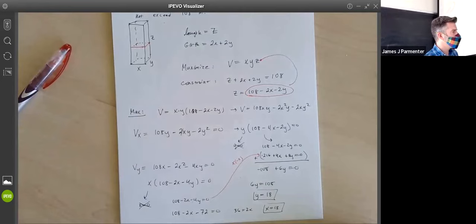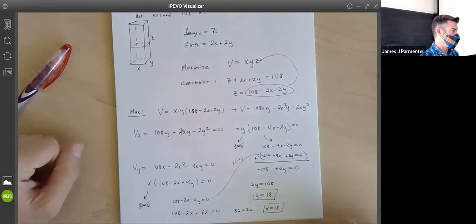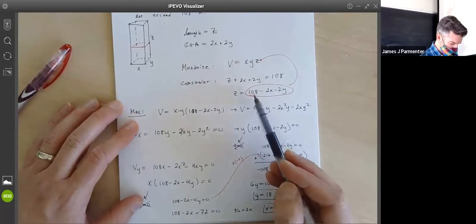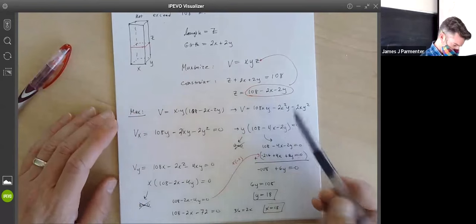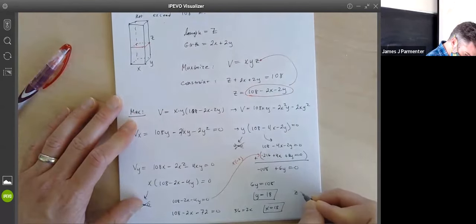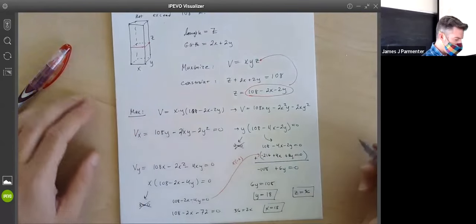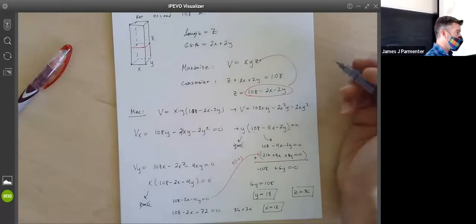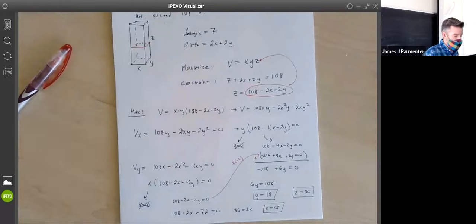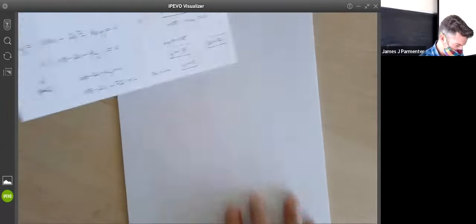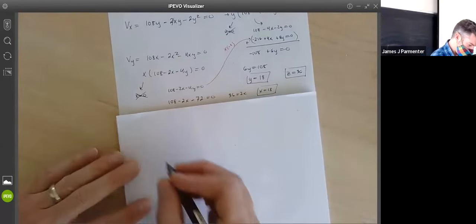Are we done? Well, definitely not, because one, I haven't found Z yet, right? I at least should find the third dimension, but even then I'm not really done. So we could find Z. Z is going to be 108 minus 36 minus 36, which is also going to be 36. But the thing that we haven't done is made sure that it actually is maximizing the volume, or maybe this is giving us a minimum volume. Or maybe it's a saddle point as far as the volume is concerned. We actually have to check. So we have to check it's a maximum.